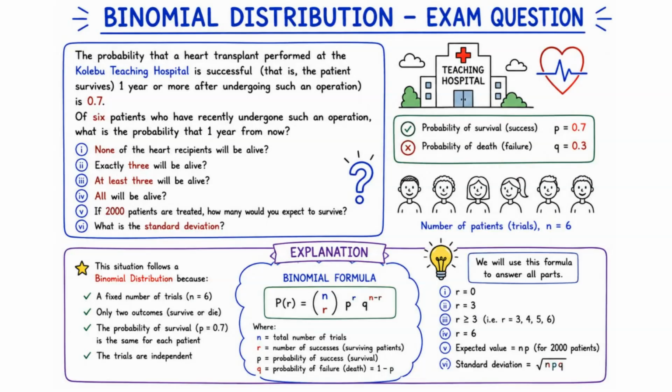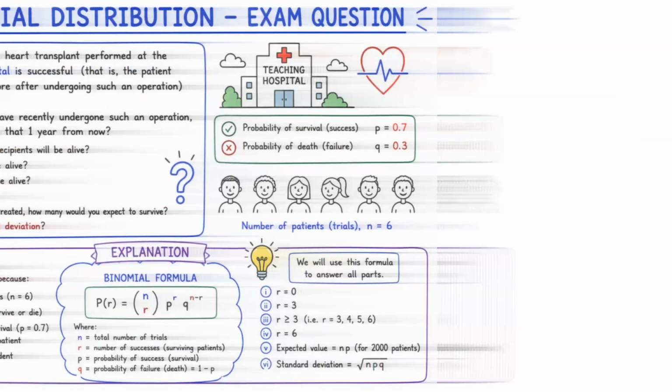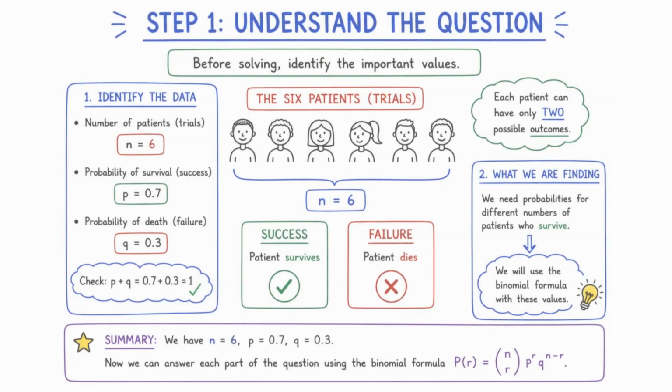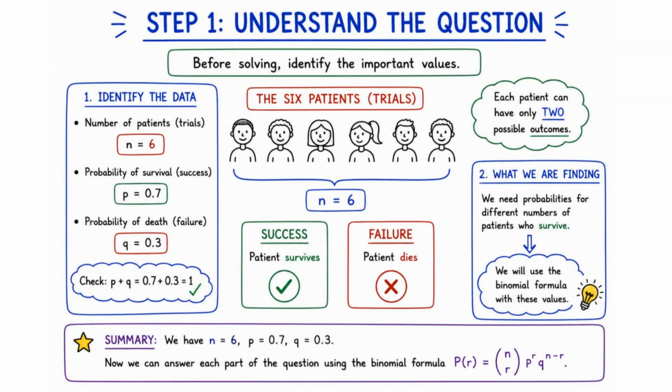The question also tells us that 6 patients underwent surgery. Therefore, our important values are n equals 6, p equals 0.7, and q equals 0.3. Always identify these values before attempting any binomial question. This simple step prevents many mistakes.